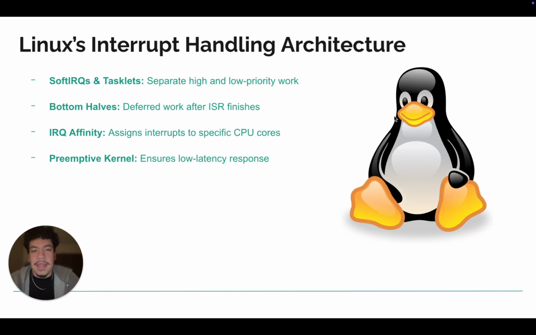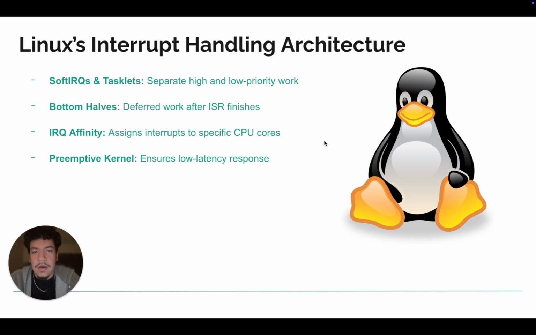So let's take a closer look at Linux. It's known for its efficient and scalable interrupt handling. Some of its standout features include soft IRQs and tasklets. These separate lower priority work from immediate ISR tasks. Linux also uses bottom halves. These bottom halves defer the work until after the ISR finishes to avoid blocking other interrupts.